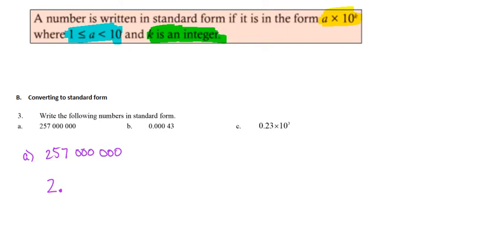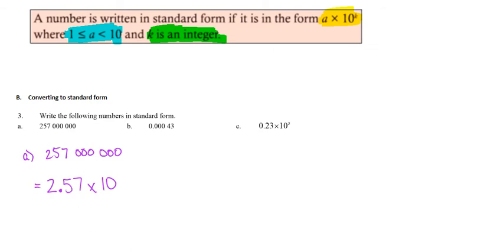I then write the remaining significant figures or non-zero digits. So that would be 2.57. That's my a value, 2.57. Every number in standard form or scientific notation is then followed by times 10. Always. You always have that as part of your number. Now I have to figure out what my exponent is. To do that, I imagine my decimal is between the 2 and the 5, and ask how many decimal places I have to move to return to the original number.